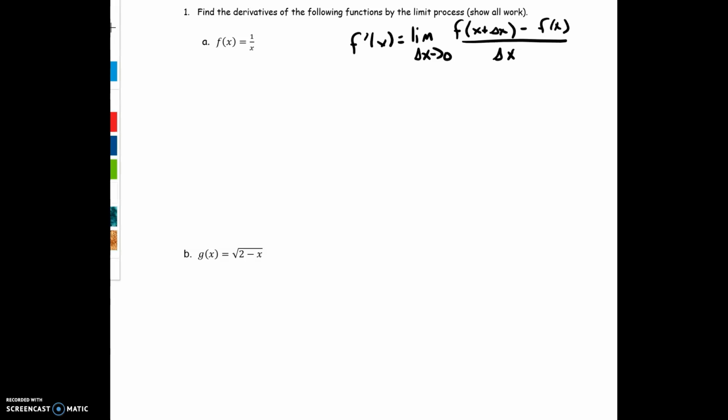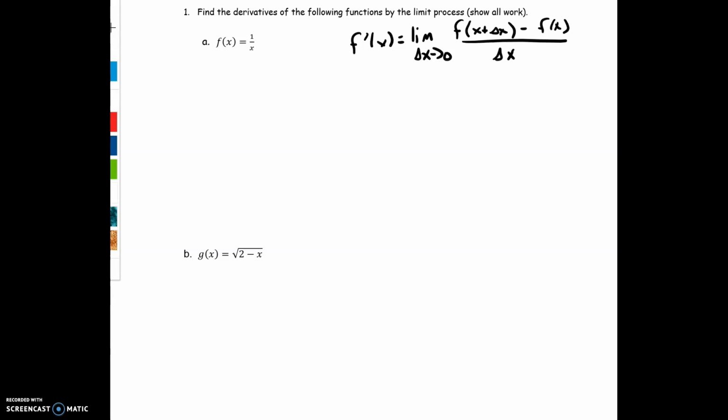Okay, find the derivative by the limit process, or the definition of derivative. So the first thing I'm going to do is go ahead and write that out. The derivative, f prime of x, is equal to the limit as delta x, or h, goes to 0 of f of x plus delta x minus f of x over delta x. Okay, so what is f of x plus delta x for this particular problem? Well, that's just plug in x plus delta x into your function.